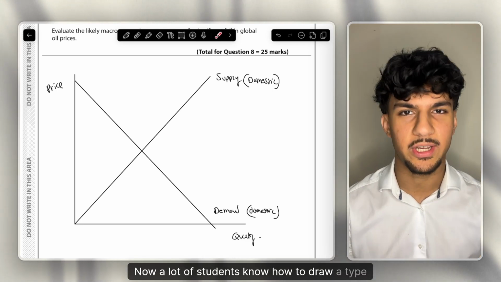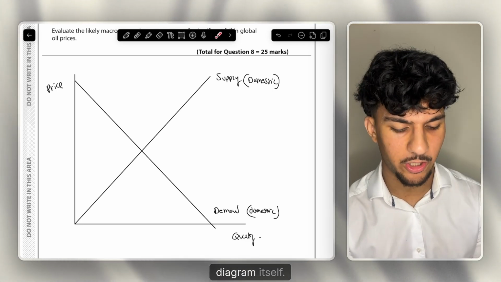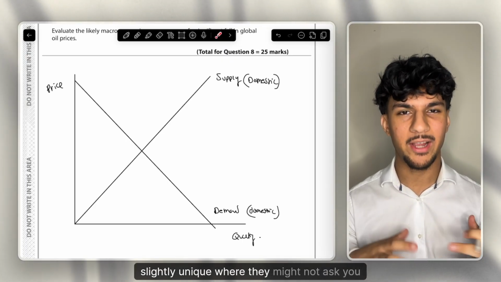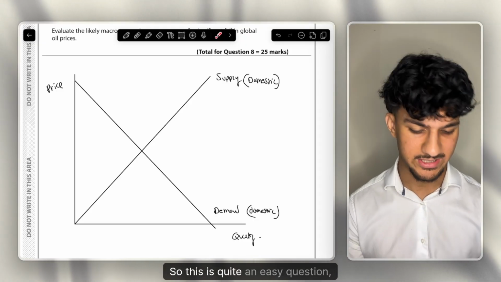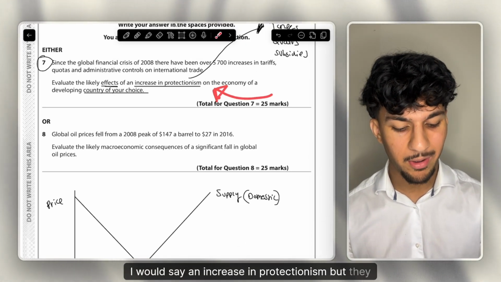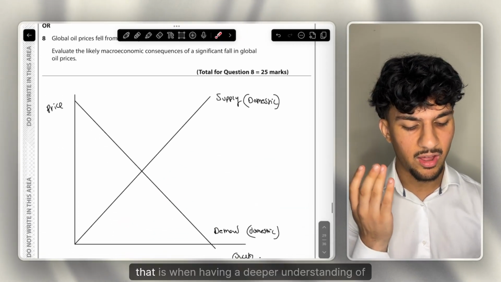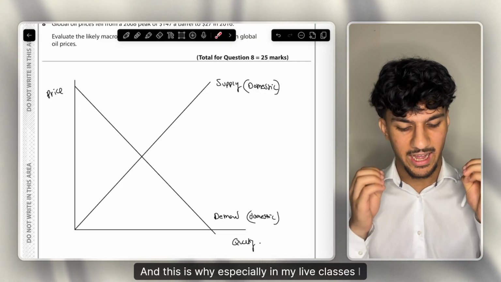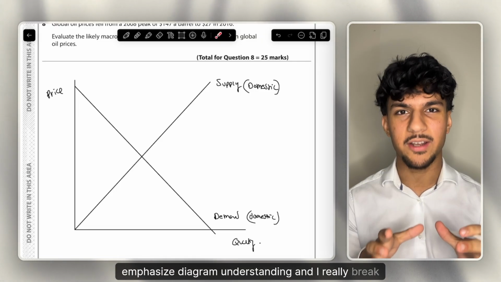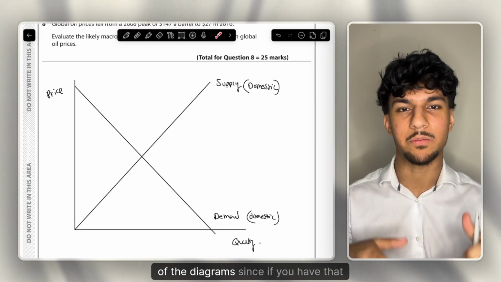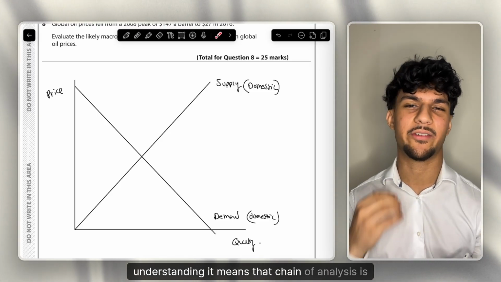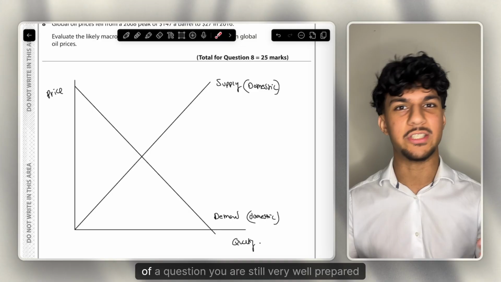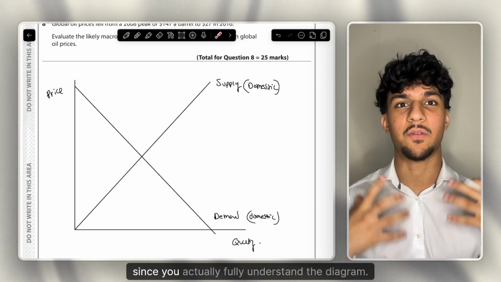Now, a lot of students know how to draw a tariff diagram, but they don't actually understand the diagram itself. This is why when you get questions which are slightly unique, where they might not ask you specifically on protectionism. So this is quite an easy question, I would say, an increase in protectionism. But they might ask you questions, something like a closed economy. That is when having a deeper understanding of these diagrams, and this is why, especially in my live classes, I emphasize diagram understanding, and I really break down the nitty-gritty of the diagrams, since if you have that understanding, it means that chain of analysis is so much more elevated, and in your exam, if you get thrown a bit of a spanner of a question, you are still very well prepared, since you actually fully understand the diagram.